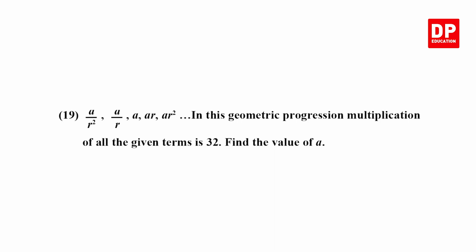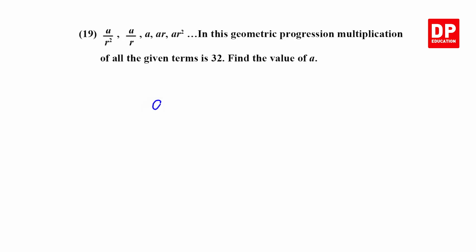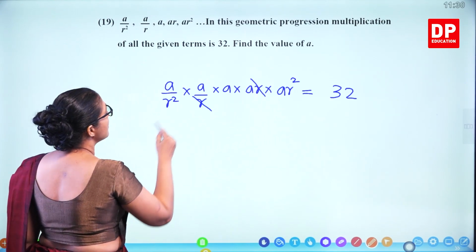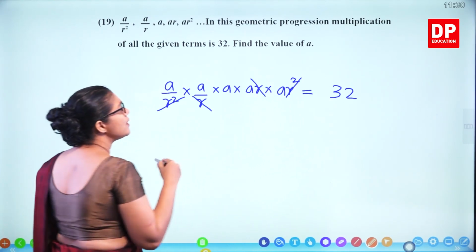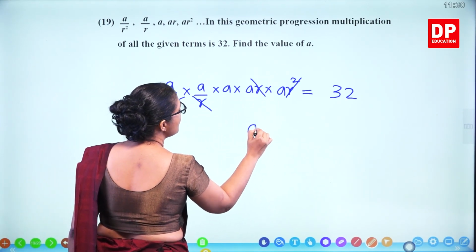Question number 19. You have given a geometric progression. Multiplication of all the given terms is 32. Find the value of a. So we'll multiply. A over r squared, a over r, a, ar and ar squared. That's equal to 32 given. Now we'll try to simplify. This r gets cancelled out with this r. This r squared gets cancelled out with this r squared. So what do you get? 1, 2, 3, 4, 5. A to the power 5.